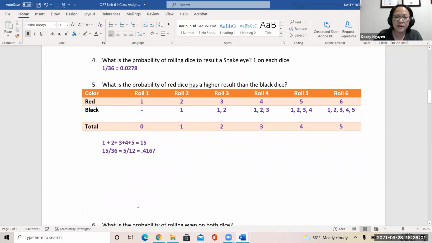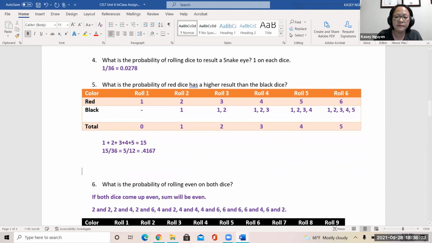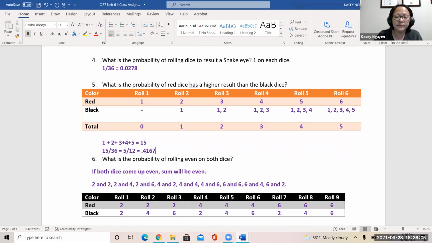Let me move this up a little bit. Okay, so that one's not too bad, right? Number 5, you just have to think about if I get a certain value on one dice, what could be the other dice that would be lower? And that's how we come up with these variations. And then we would total up our combos and take that and divide it by 36.